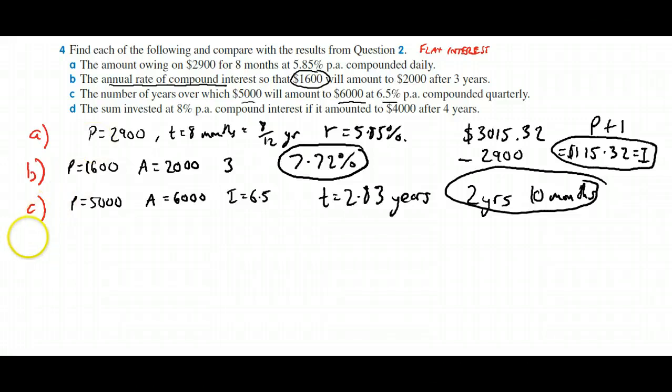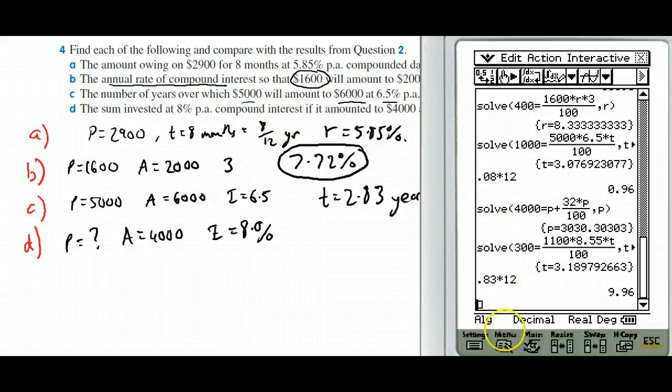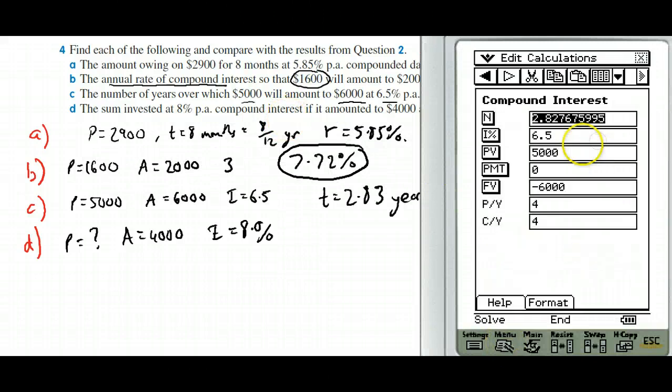And finally, in part D, we've got to work out the sum invested at 8% per annum compound interest if it amounted to $4,000 after 4 years. So P, we don't know. The future amount is going to be 4,000 though, and we know the interest rate is 8%. And we haven't been told anything about compounding periods, so we're going to assume it's 1 per year.